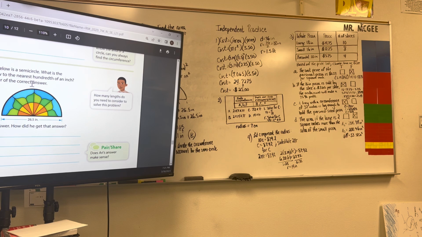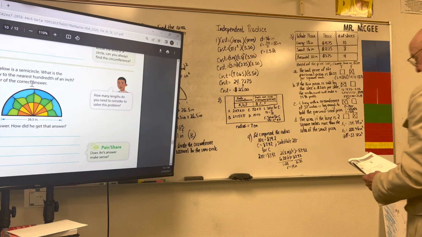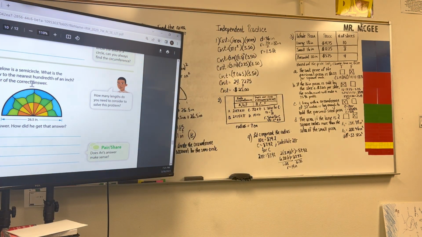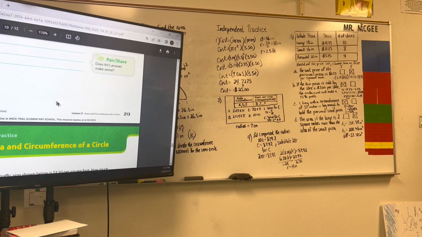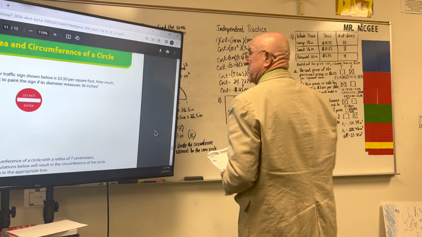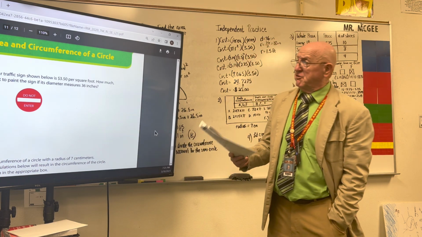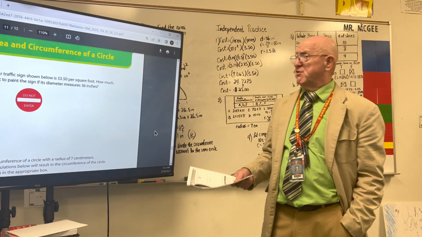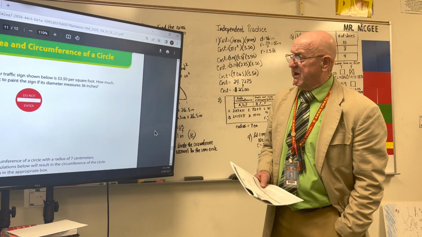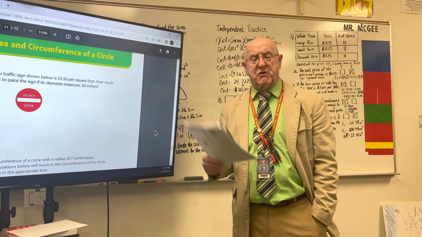Yeah, now we're good. All right, so for the independent practice, we started out with a sign. It says do not enter. And they want to know the cost of painting this sign. It says it costs $3.50 per square foot. How much to the nearest dollar will it cost to paint the sign if its diameter is 36 inches?